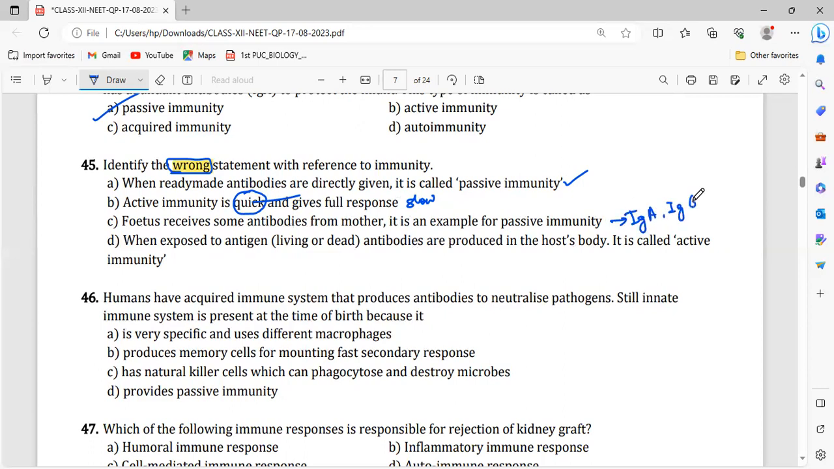IgA and IgG will be received by the fetus from the mother. When exposed to antigen, so even that is correct. When exposed to antigen, live or dead, antibodies are produced in the host body. This is called active immunity. Even this is correct. There is exposure to antigen, and in response to that antigen, antibodies are formed. Even that is correct. So the wrong statement is option B here.